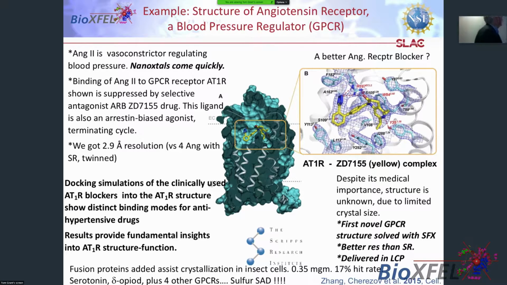Well, what was remarkable here was that getting good resolution. They managed to get 2.9 angstrom resolution versus 4 angstrom previously on a synchrotron, mainly due to twinning problems. And from this, they're able to make a density map. And of course, the pharmacologists are very interested in that because it helps them work towards drugs with fewer side effects. So that's an example of drug applications of an XFEL. There are others.